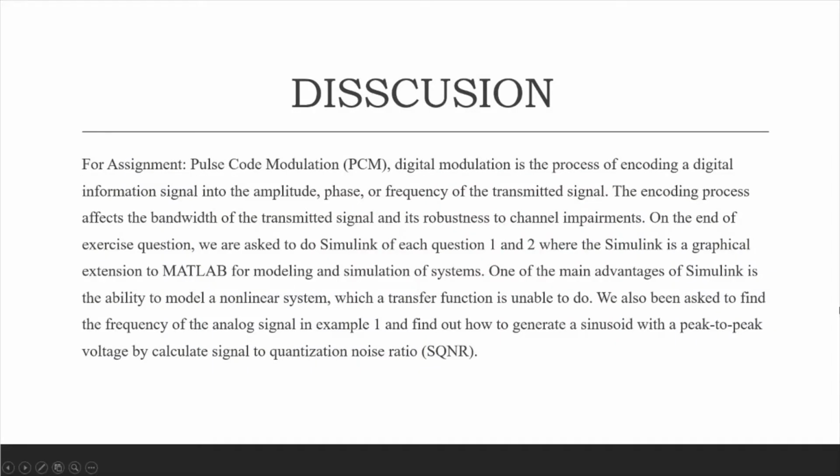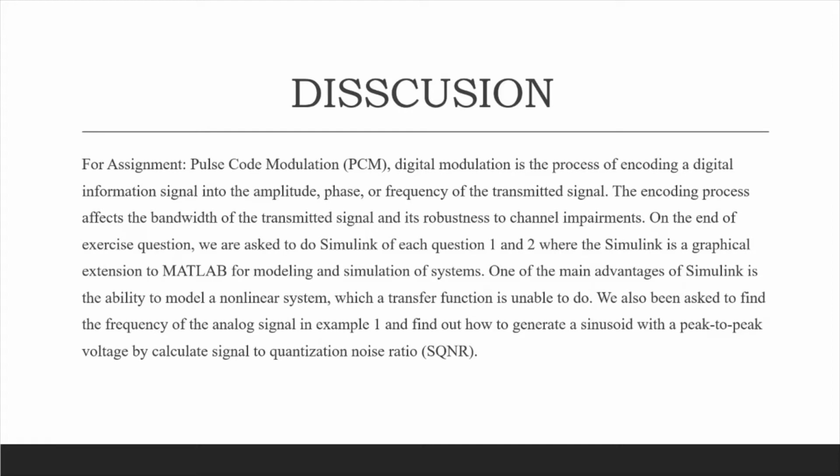So for the discussion, for this assignment, pulse code modulation, or known as PCM, digital modulation is the process of encoding a digital information signal into the amplitude, phase, or frequency of the transmitted signal. The encoding process affects the bandwidth of the transmitted signal and its robustness to channel impairments. In general, a modulation technique encodes several bits into one symbol, and the rate of symbol transmission determines the bandwidth of the transmitted signal. Since the signal bandwidth is determined by the symbol rate, having a larger number of bits per symbol generally yields a higher data rate for a given signal bandwidth.